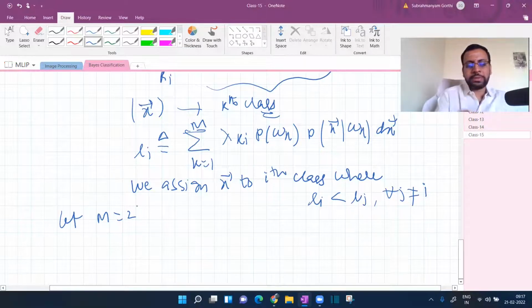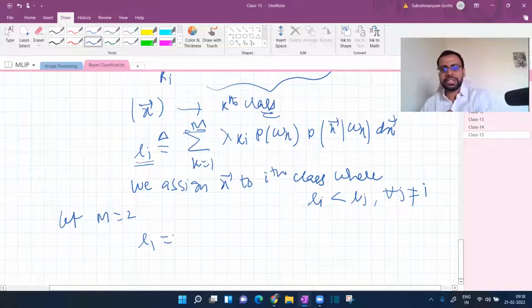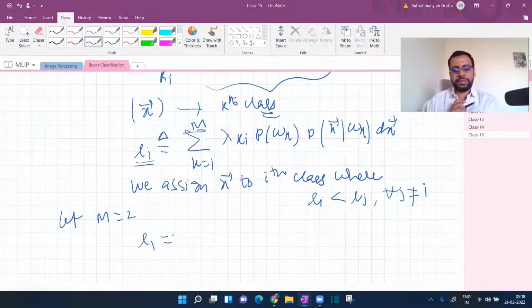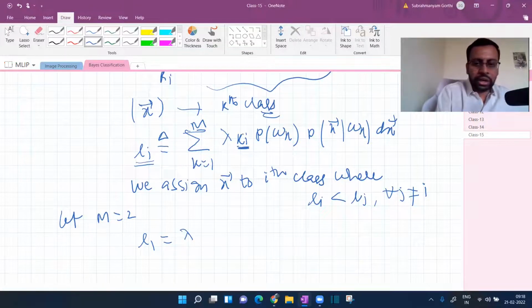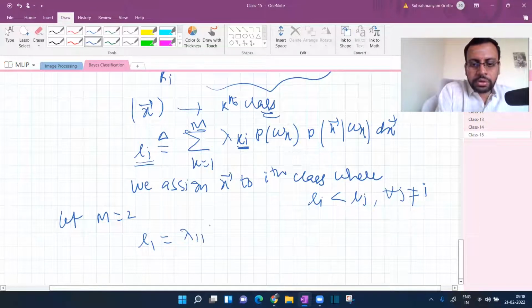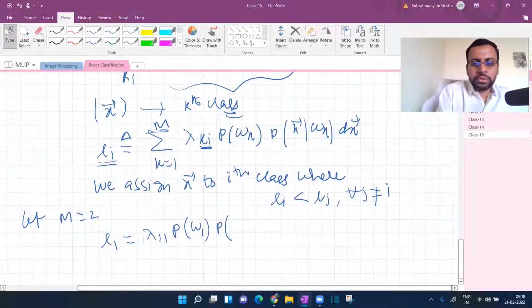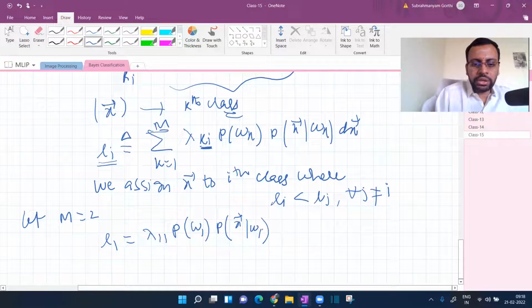Now, how many Li are possible here? L subscript i, how many of them are possible now? L1, what is the value of L1? Just expand that summation and tell me what is the value of L1. Lambda 1 1, probability of omega 1, into probability of x bar given omega 1.